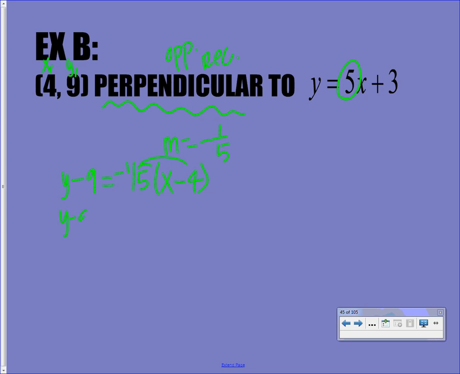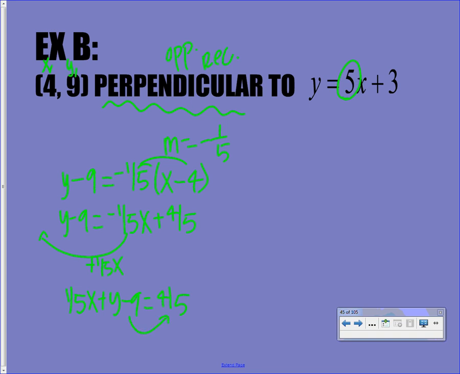So I've got y minus 9 equals negative 1/5 x. Negative 1/5 times negative 4 is a positive 4/5. Again, I want my x in front of my y, so I need to move that over by adding 1/5 x. Again, watching your signs here carefully. So that leaves me with 1/5 x plus y minus 9 equals 4/5.